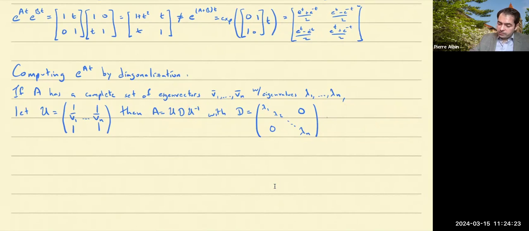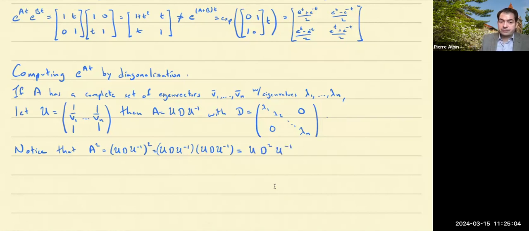What's the advantage of doing this? This is what's known as diagonalization. The advantage when you want to compute the exponential is that, for example, A squared would be U D U inverse squared, which is the same as U D U inverse times U D U inverse. And U times U inverse, those cancel out. You get the identity matrix, but then I don't need to write the identity matrix there. So since those cancel out, I just get U times D squared times U inverse.